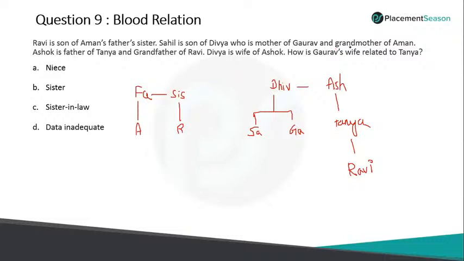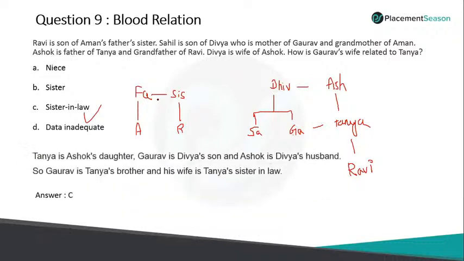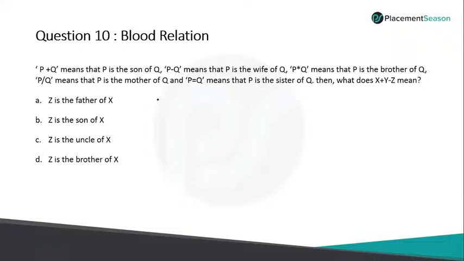How is Gaurav's wife related to Tanya? Gaurav's wife, the name is not given in the question, but they're asking only for the relationship with Tanya, right? Gaurav and Tanya are brother and sister. So Tanya's brother's wife should be sister-in-law, which is very simple. This is what they're asking for, right? Sister-in-law. It's option C.